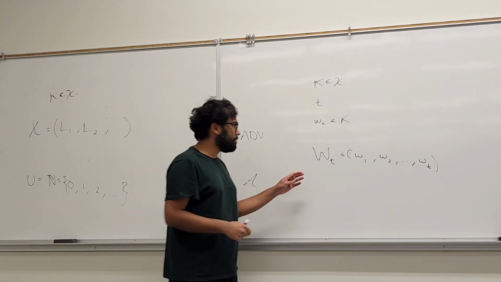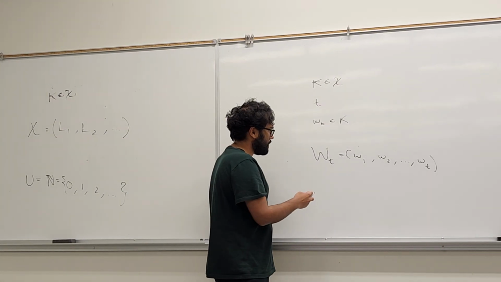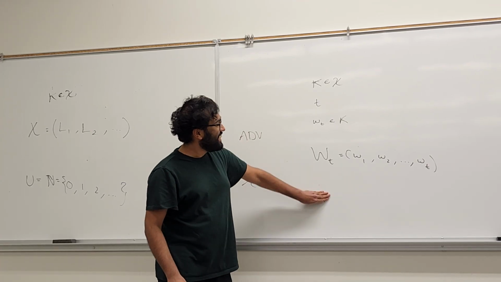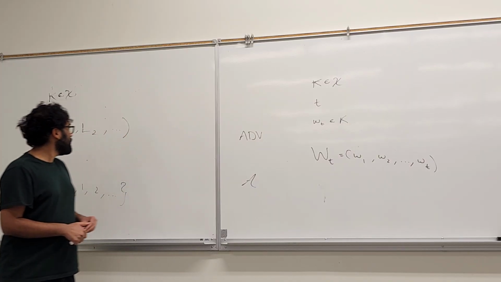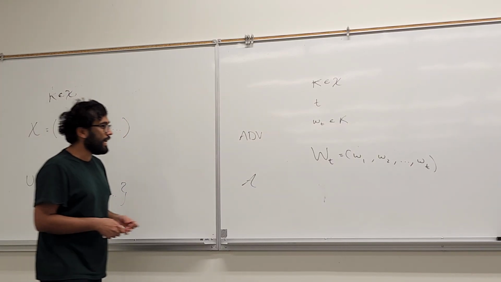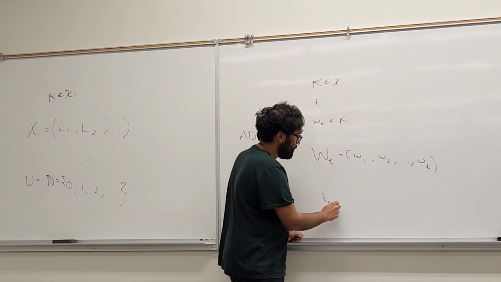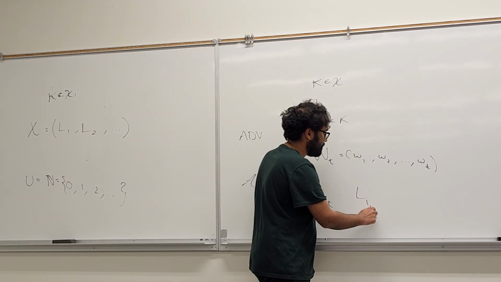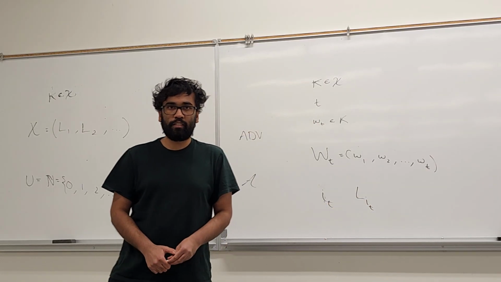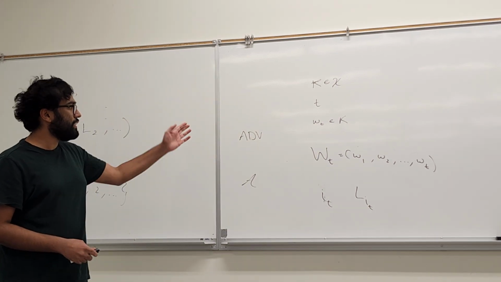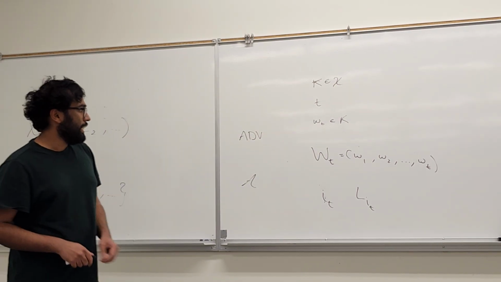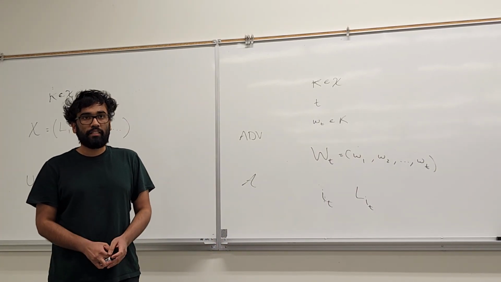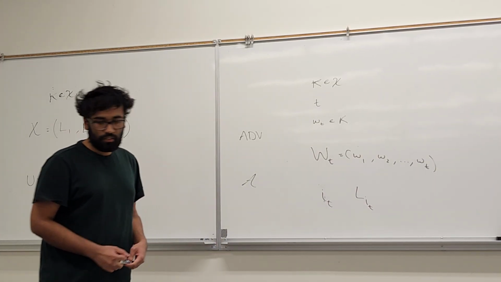And you generate some output. No, sorry. You generate an index of one of these languages. So say you generate IT, and then your guess for the language is LIT. Okay, makes sense? And if there is some time after which LIT is always equal to K, that's called identification in the limit. Okay.